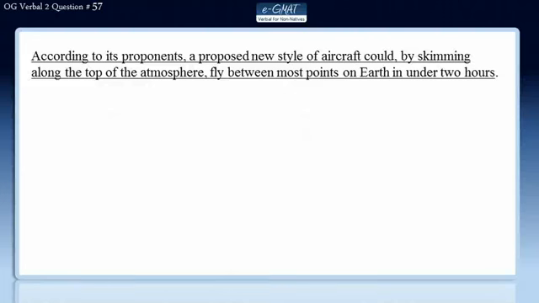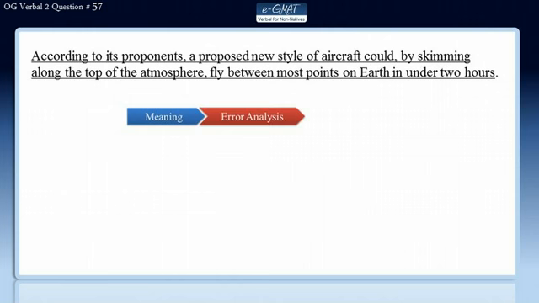We will solve question number 57 of OG Verbal 2nd edition by using the e-GMAT 3-step process. In the first step, we will understand the meaning of the sentence. In the second, we will evaluate the errors in the sentence, and finally, we will review all the answer choices to get to the correct answer.